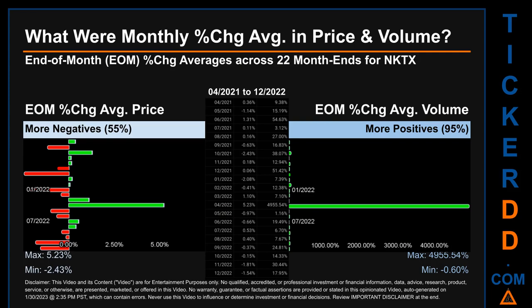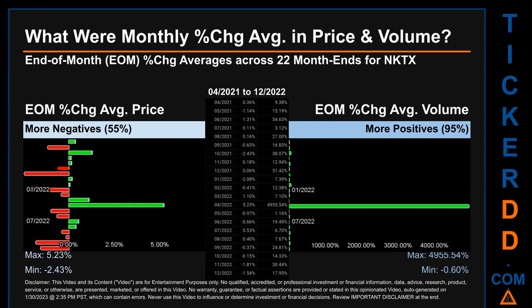From 04-2021 to 12-2020, out of 22 month ends, 12 had a negative percentage change in average price. Meaning 55% of month ends saw a negative percentage change in average price. In terms of volume, 21 out of 22 month ends had a positive percentage change. That is 95% of month ends saw a positive percentage change in average volume.